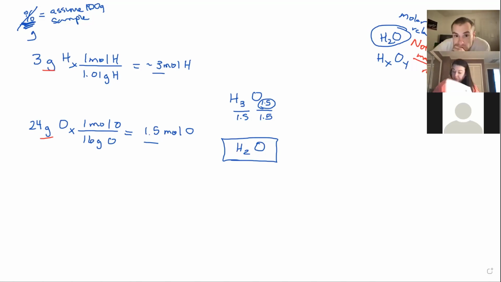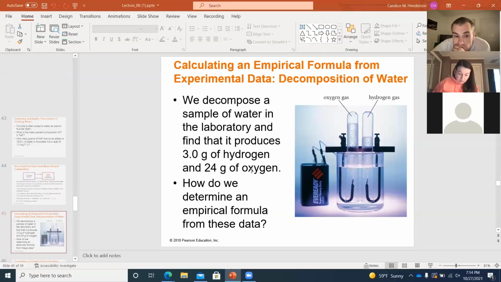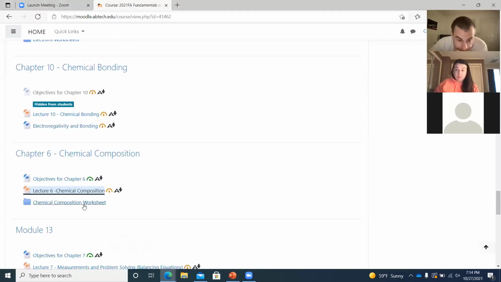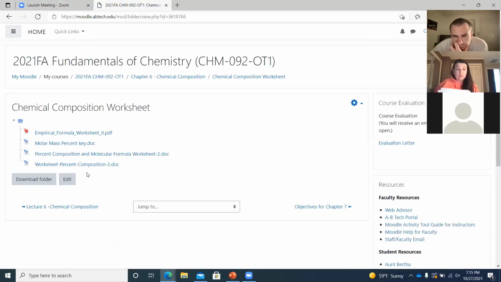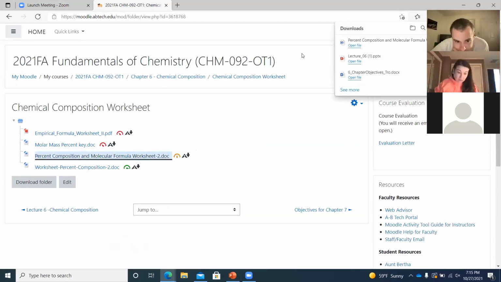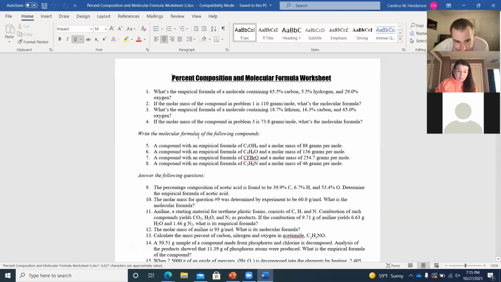Okay, so let's go with, just leave that up for now. I've got a worksheet in here that I like, and it has a bunch of example problems, and then it does have the answers. So if you want to do additional ones, you can. So let's do that very first one.